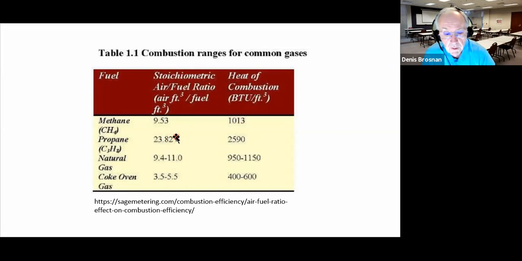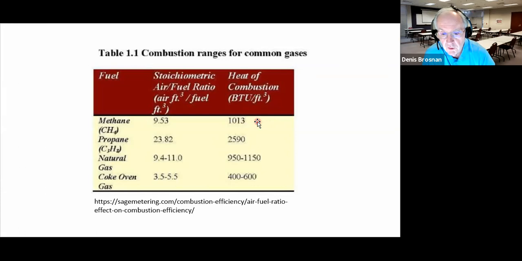Interestingly enough, propane takes a fair amount. The chemical formula for propane is C3H8, and so it has more carbon to burn in that process, requiring a little more air. Coke oven gas, which is mostly carbon monoxide, by contrast, requires lower amounts of air per unit volume of gas.